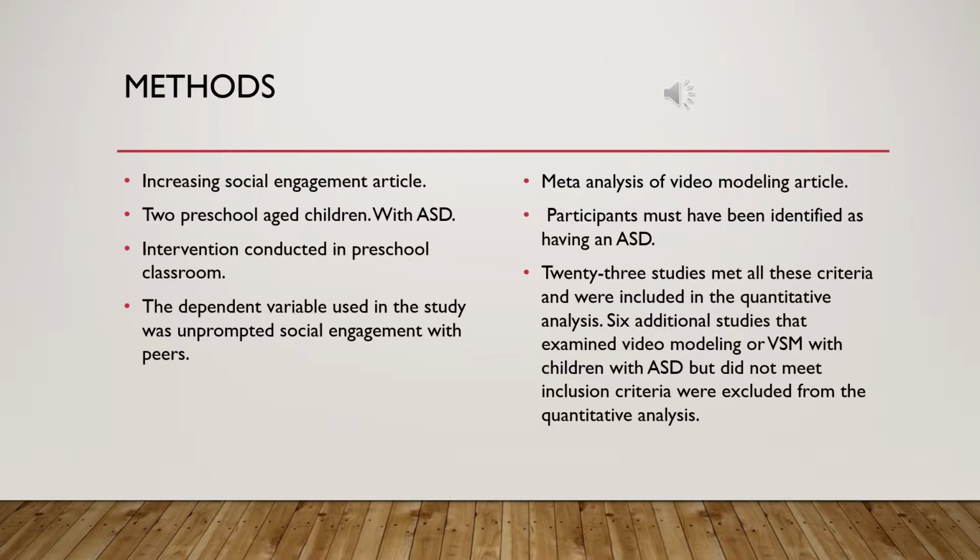The students were classmates in the same half-day public preschool program. The intervention was conducted in their preschool classroom, which consisted of 7 students, 5 children with disabilities and 2 non-disabled peers, and then 2 teachers as well. The dependent variable in the study was the unprompted social engagement with peers.